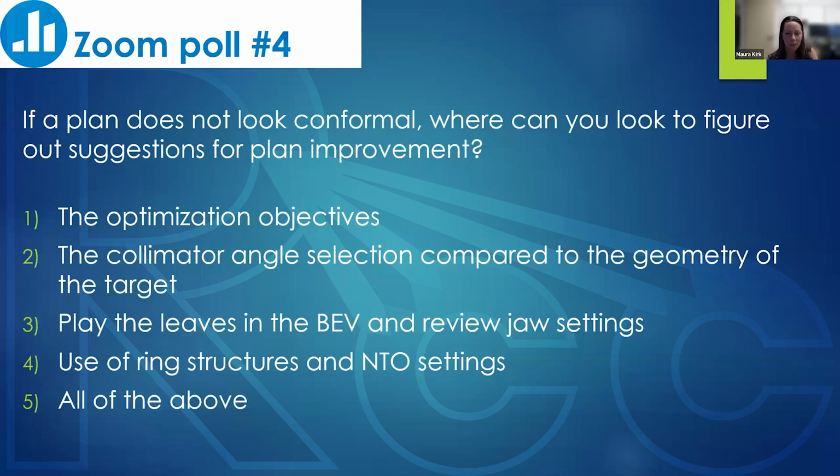That's great. So if you encounter a plan that does not look particularly conformal, you can look at the optimization objectives to see that OARs were properly constrained, that ring structures or normal tissue objectives were used. You can look at the collimator angle to see if it's ideal and if the MLCs are able to block outside of the target based on the angle selected. You can play the leaves in the beam's eye view to look for issues. And again, check that a ring structure or some kind of normal tissue objective has been used. So all of the above was the correct answer.